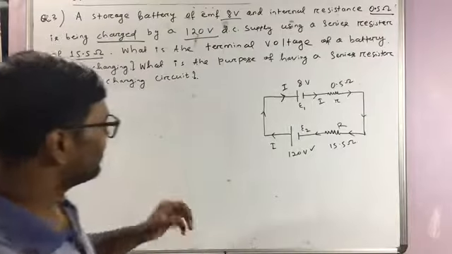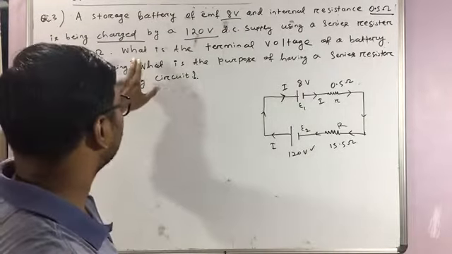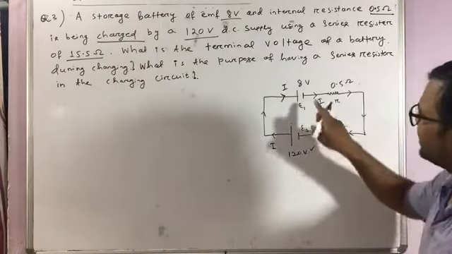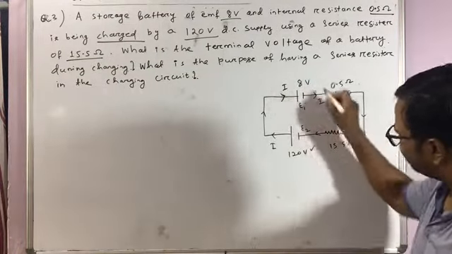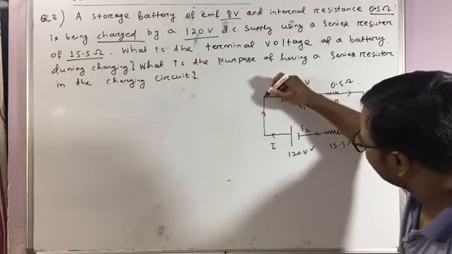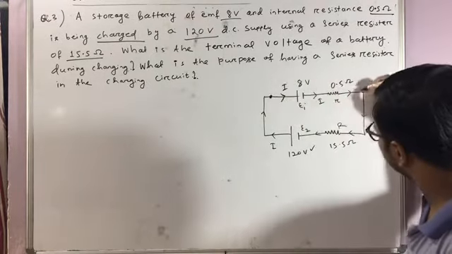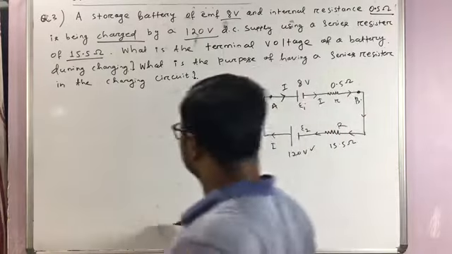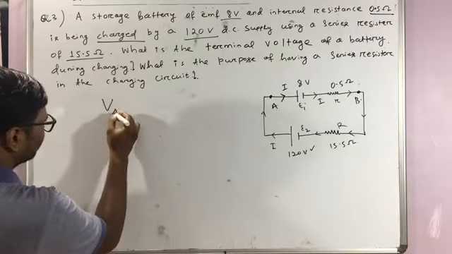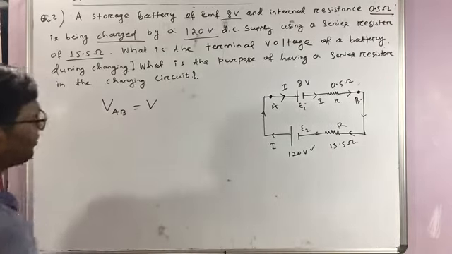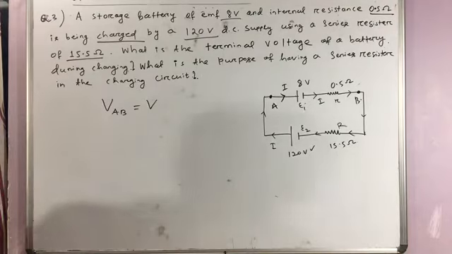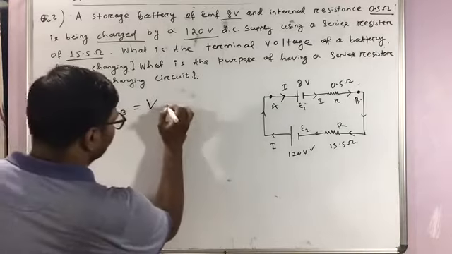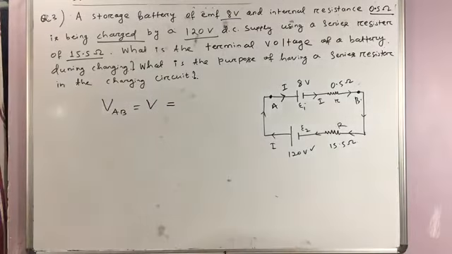Now students, we need to calculate the terminal potential difference of the battery. Battery means this is a charging battery. We need to find the terminal potential difference across this, that is, the potential difference between these two points A and B. So our aim is to calculate the potential difference between A and B, which is the terminal potential difference in this case.